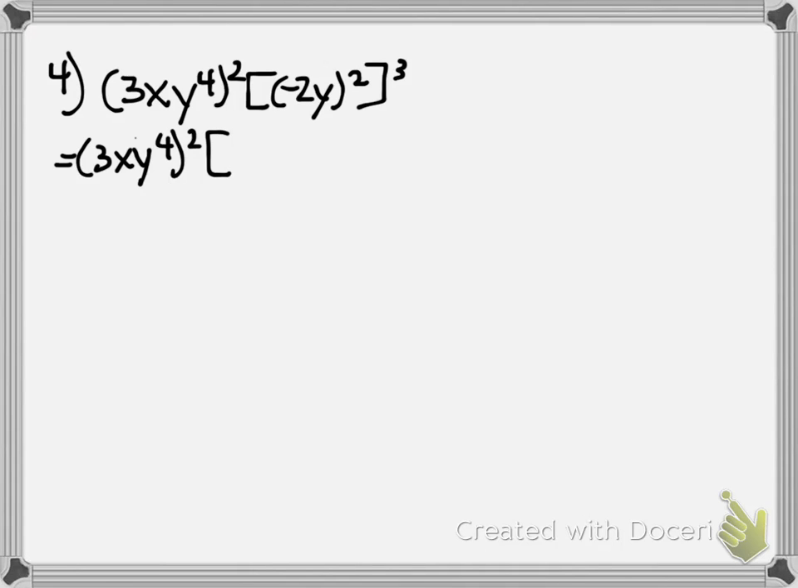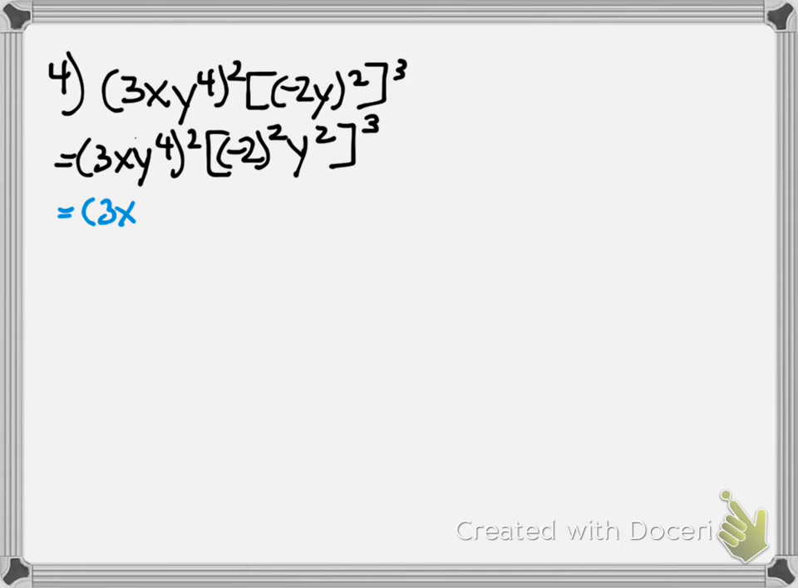Inside the brackets, I'm going to take negative 2y and square it. So I'm going to take the negative 2 and square it. I'm going to take the y and square it. Now I still have an exponent of 3 on the outside. Now, this particular step is what I would call a brain step. So this isn't what my brain is doing. The outcome is this next step.